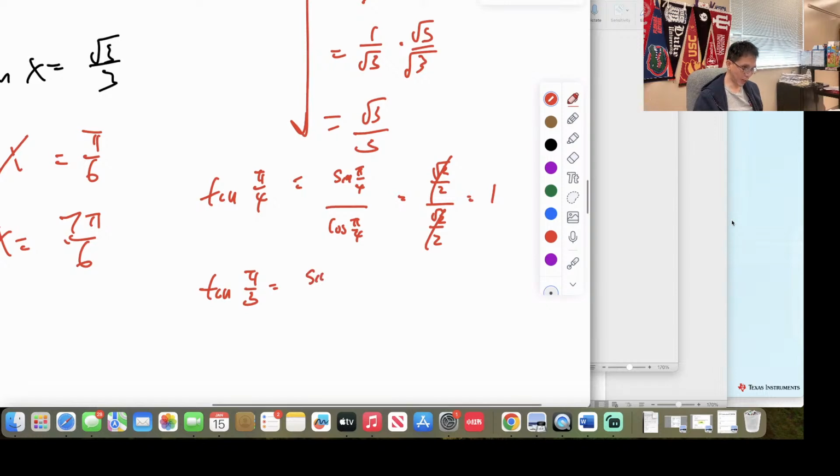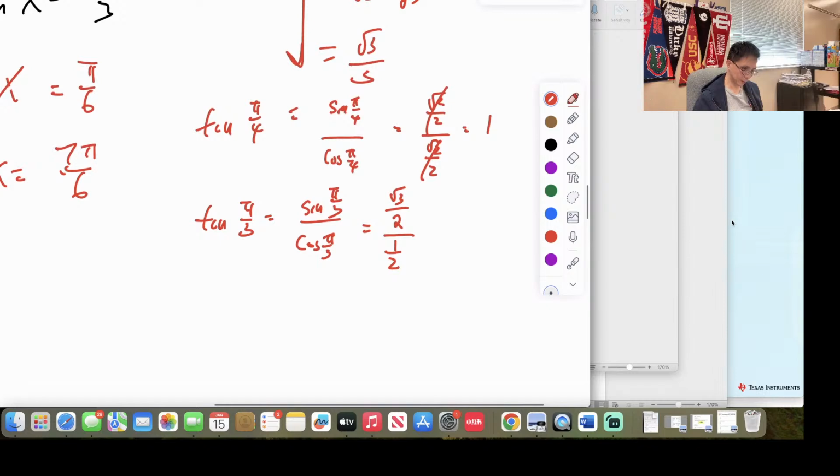It's going to be sine of pi over 3 over cosine of pi over 3. What is that? Square root of 3 over 2, right? And 1/2, right? So square root 3 over 2 divided by 1/2. So that's equal to square root 3 over 2 times 2 over 1. Cancel out, that's square root 3.